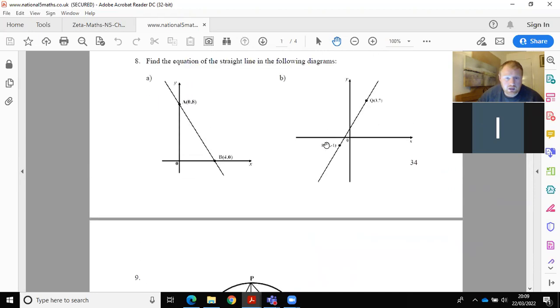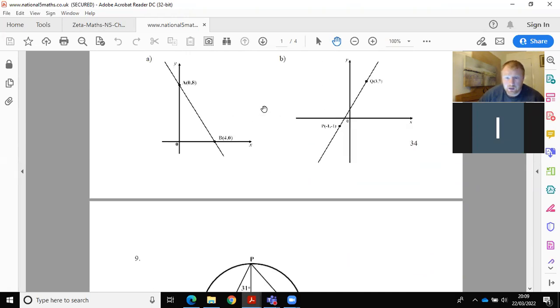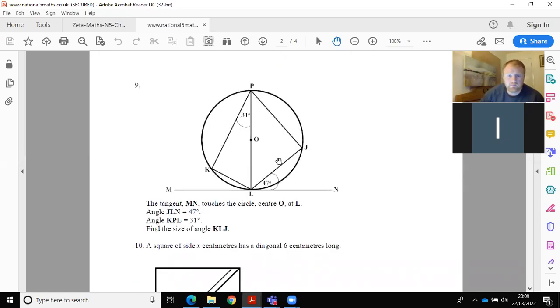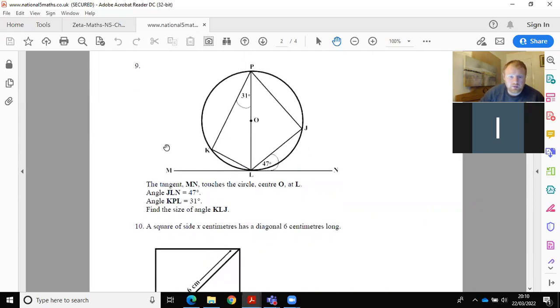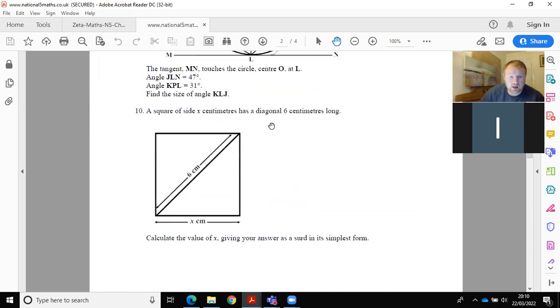Okay, so question 8 is just straight lines, so if you look at question 8, you'll be able to do that. That's just your straight line stuff. So y equals, to find your gradient, you would do x2 minus x1, y2 minus y1, divide them. Question 9. Let's have a wee look at question 9 and 10.